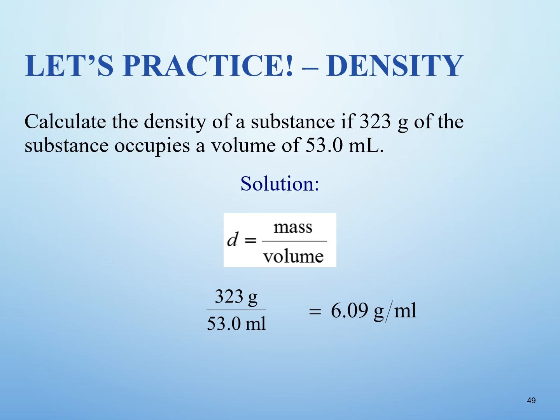So let's practice here. If we have 323 grams of a substance and it occupies 53.0 mL, and we want to find density, all you do is take the grams, the mass, divided by volume. So 323 grams divided by 53.0 mL. We'll keep our answer in 3 sig figs, and you get 6.09 grams per mL. It's just whatever the units are here, you write that down there.